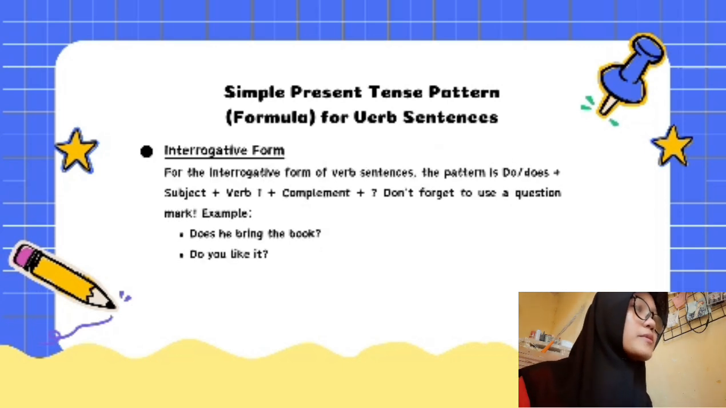Next, simple present tense verb sentences interrogative form. For the interrogative form of verb sentences, the pattern is do or does plus subject plus verb 1 plus complement plus question mark. Don't forget to use a question mark. Example, does he bring the book? Do you like it?